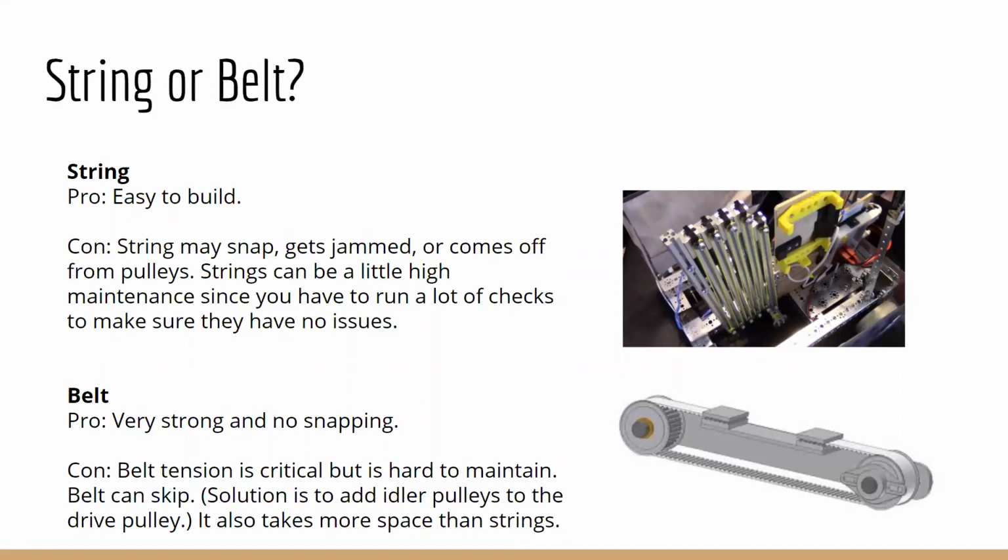Belts. The pros of belts are that they are very strong and they don't snap. But the cons are that belt tension is critical, yet hard to maintain. Belts can skip, but the solution is to add idler pulleys to the drive pulley. They also take more space than strings.